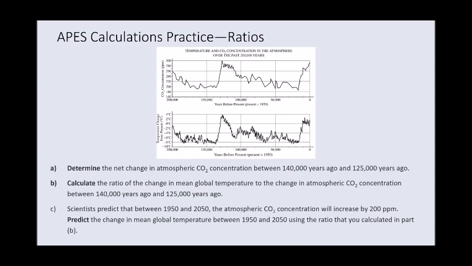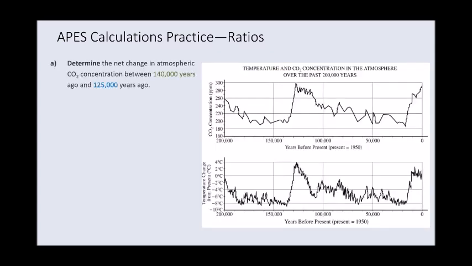Predict the change in mean global temperature between 1950 and 2050 using the ratio that you calculated in Part B. Now, this information has not been covered yet at this time during the year. You won't actually start talking about atmospheric CO2, global warming, and change in the climate until the last unit. But you don't need to know anything about that in order to do these problems correctly. So let's take a look more closely at the graph. A wants us to determine the net change in atmospheric CO2 concentration. Basically, how much did it increase or how much did it decrease?